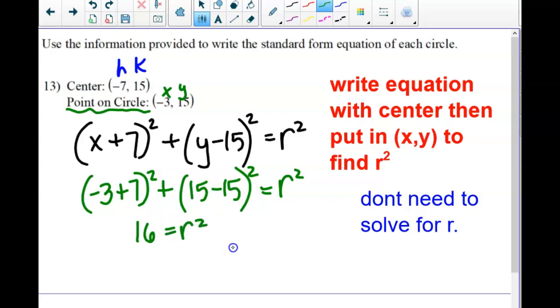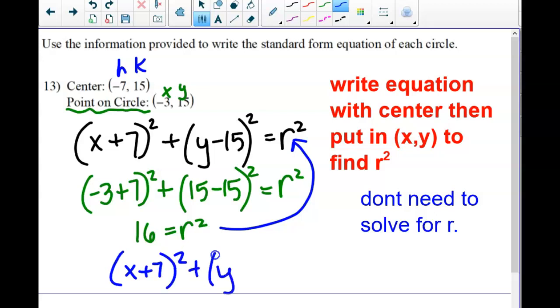That means the radius is 4, but do we really even need that if we're writing the equation? We need the radius squared, right? So we actually just need the 16 to go back in up here. So our final answer is just to put the 16 in here and we're done. X plus 7 squared plus y minus 15 squared equals 16.